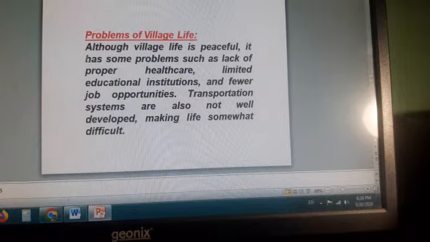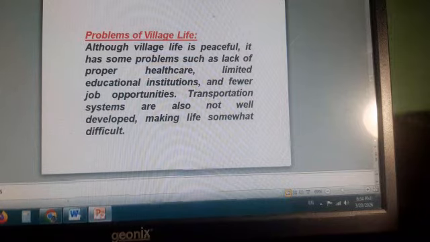Problems of village life. Although village life is peaceful, it has some problems such as lack of proper health care, limited educational institutions, and fewer job opportunities. Transportation systems are also not well developed, making life somewhat difficult.